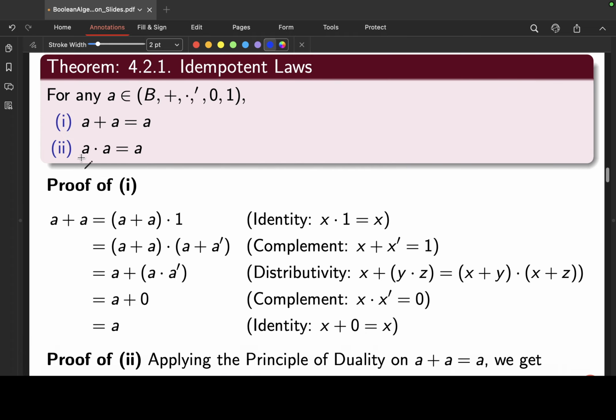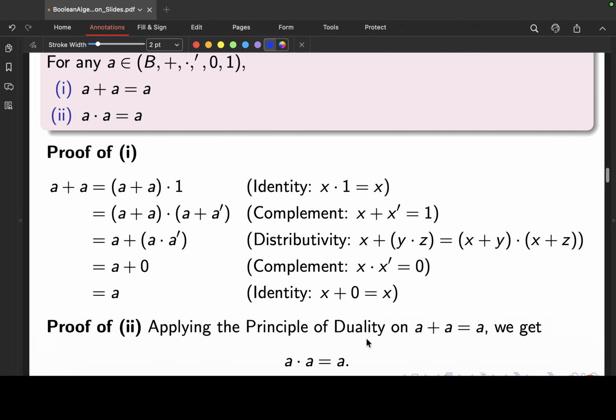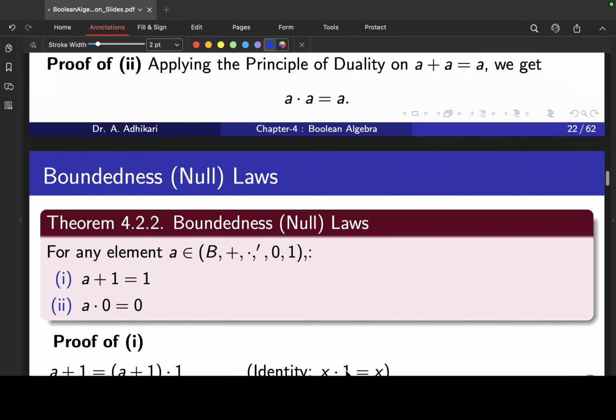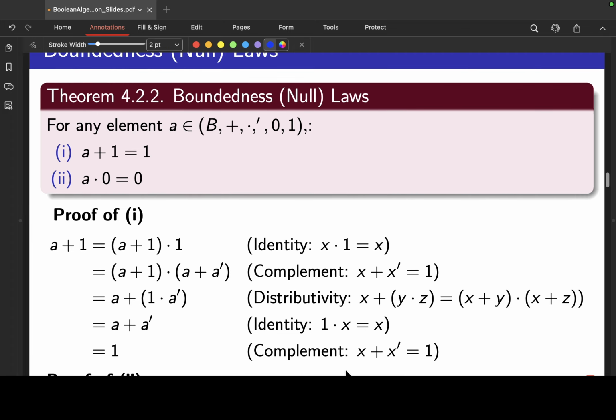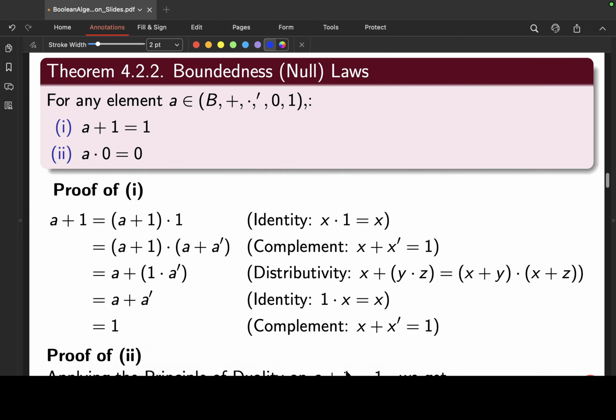Next, for proving part 2, a dot a equal to a, we use the principle of duality. So interchanging dot and plus, a dot a is equal to a by the principle of duality. So a dot a equal to a for all a belongs to Boolean algebra. Next theorem, boundedness or null laws. For any element A belongs to Boolean algebra B, A plus 1 equal to 1, A dot 0 equal to 0.